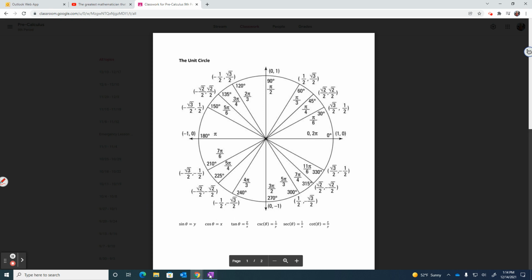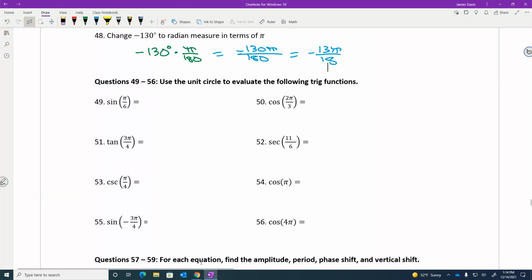So for instance, we're asked to find the sine of pi over 6. Sine is y. So we go to pi over 6, and we want the y coordinate, which is a half. Answer.